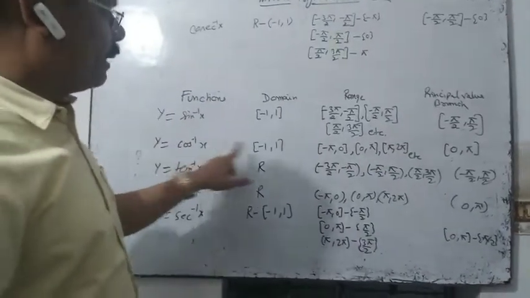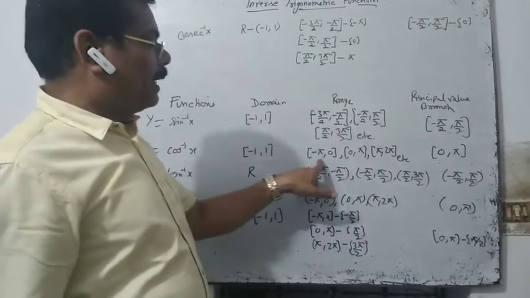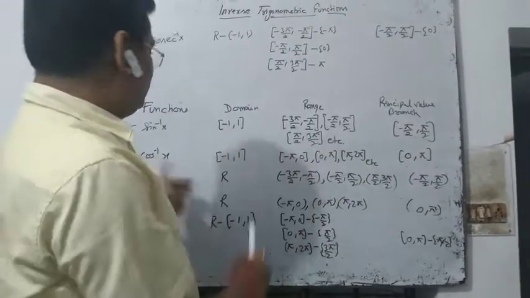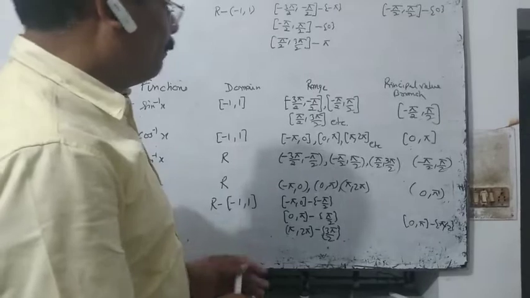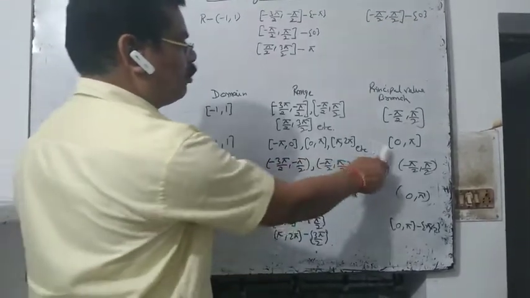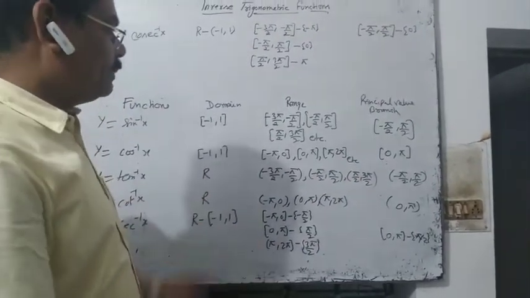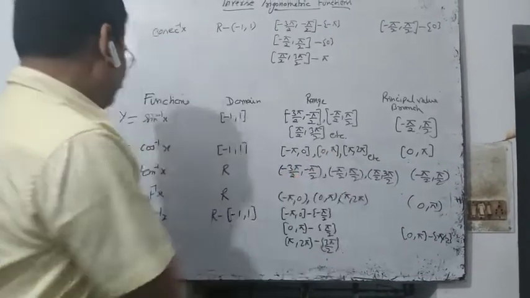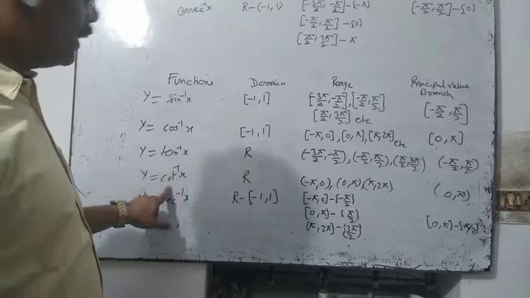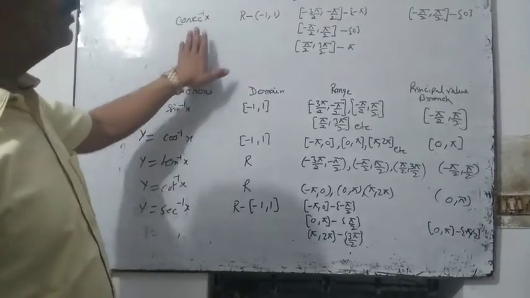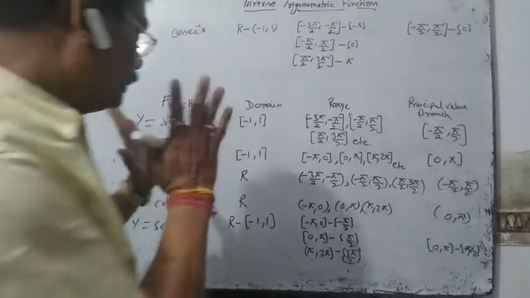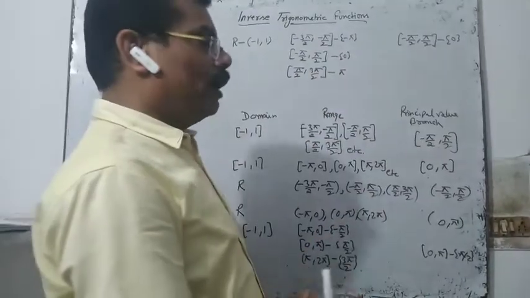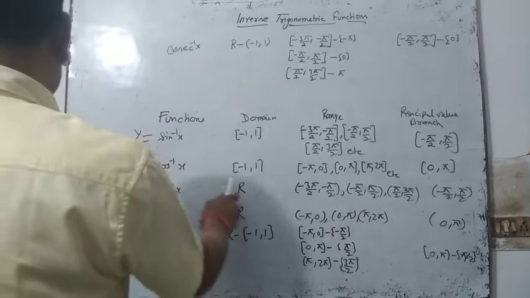Similarly, cos inverse x: domain minus 1 comma 1, ranges minus pi comma 0, 0 comma pi, and pi comma 2 pi. These are the ranges of the cos inverse function. But the principal branch of this function is 0 comma pi. Other than the principal branch, you can write minus pi comma 0 and pi comma 2 pi. Similarly, tan inverse x, cot inverse x, sec inverse x, and cosec inverse x. So this is the domain and range, and the principal value of this branch is this.